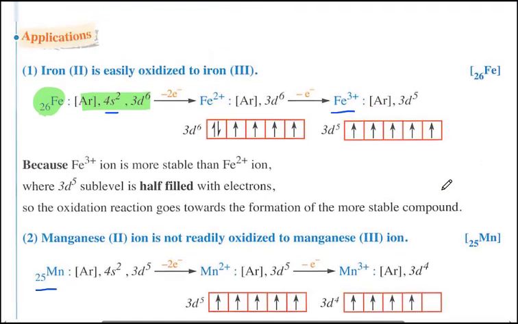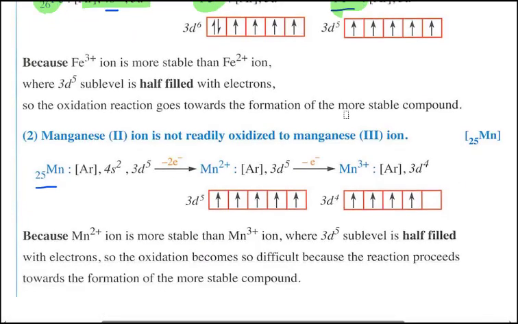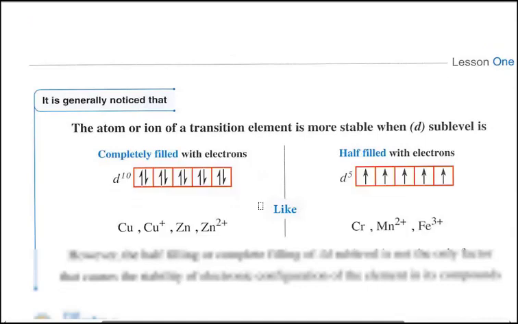So iron can be oxidized from iron positive 2 to iron positive 3. In the case of manganese, it is very difficult to be oxidized from positive 2 to positive 3, as positive 2 is more stable than positive 3, as it contains 5 electrons, meaning half filled and more stable.